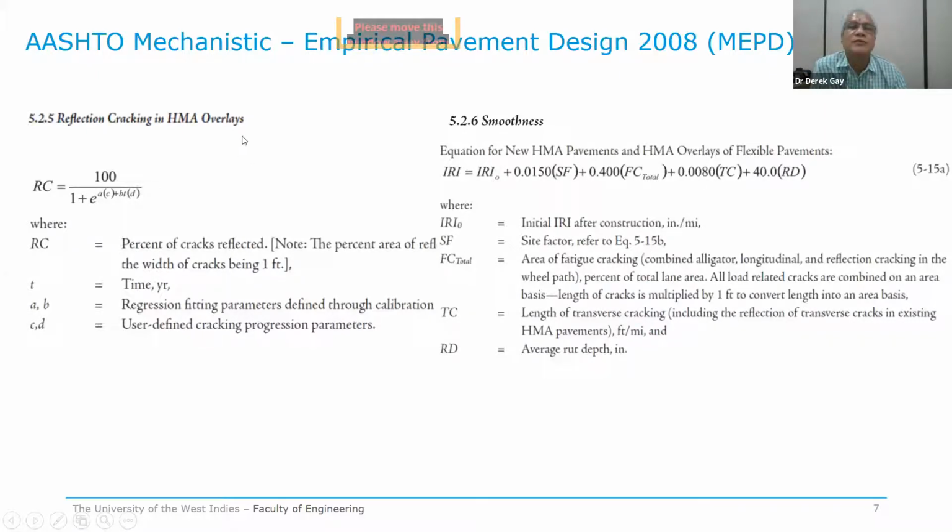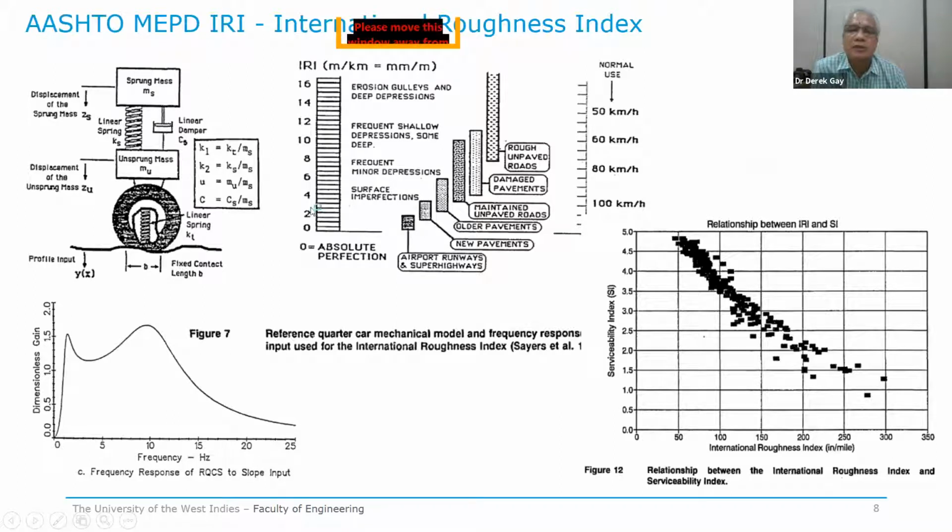Right, so we have here reflection cracking and then smoothness parameter, and that smoothness is evaluated through the International Roughness Index. The International Roughness Index has been around for a while. It's based on a mechanistic spring model, a spring and rolling model, and it measures the movement of a pseudo car with a spring and a dashboard in response to various frequencies because of the frequency forcing.